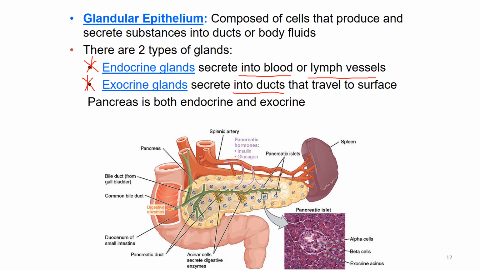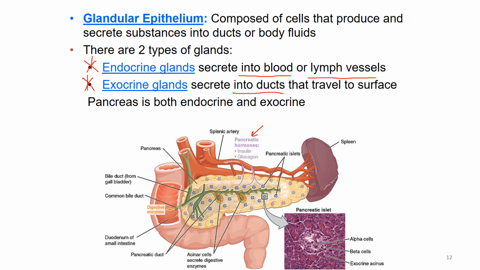Pancreas is special in that the pancreas is both. So let's look at why. Pancreas makes insulin, glucagon hormones. These hormones are released into blood vessels, as you can see in the picture. So because blood vessels are used to transport these substances out of the pancreas, this is called the endocrine function.